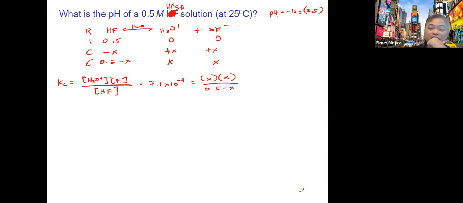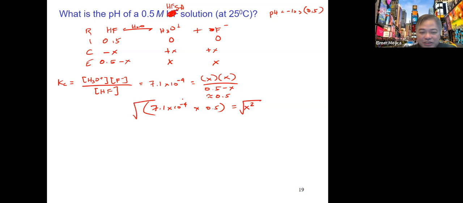Now, what is good about here? You can make an approximation. What's that approximation? That the x value is so small that if you put 0.5 minus x, it's just equal to what? 0.5. And when that happens, everything is simplified. So 7.1 times 10 to the negative 4 times 0.5 equals x squared. And then you can just solve for x, which is just the square root of this.